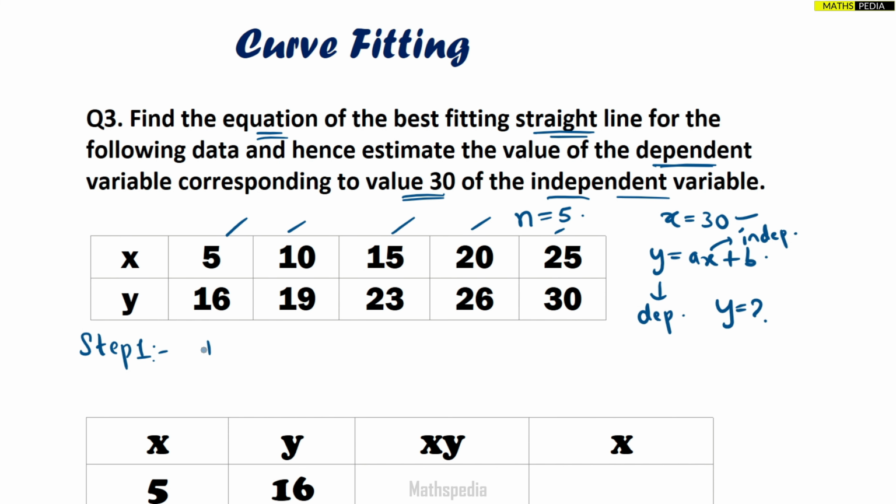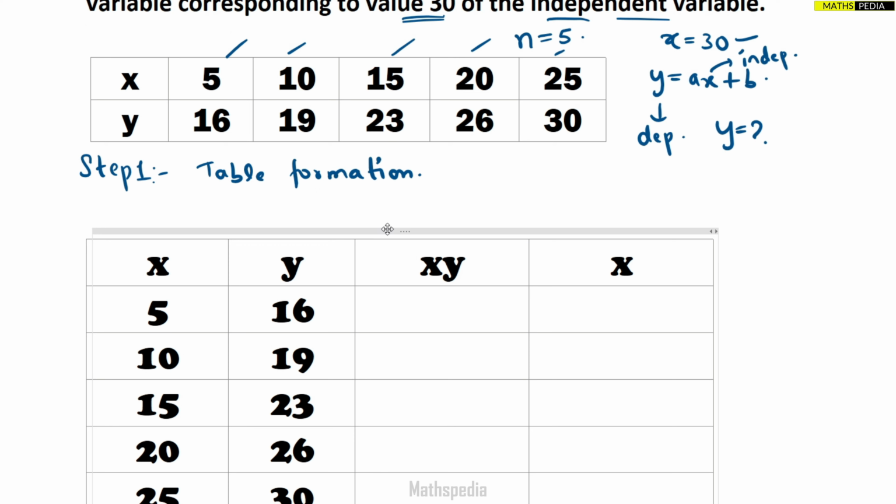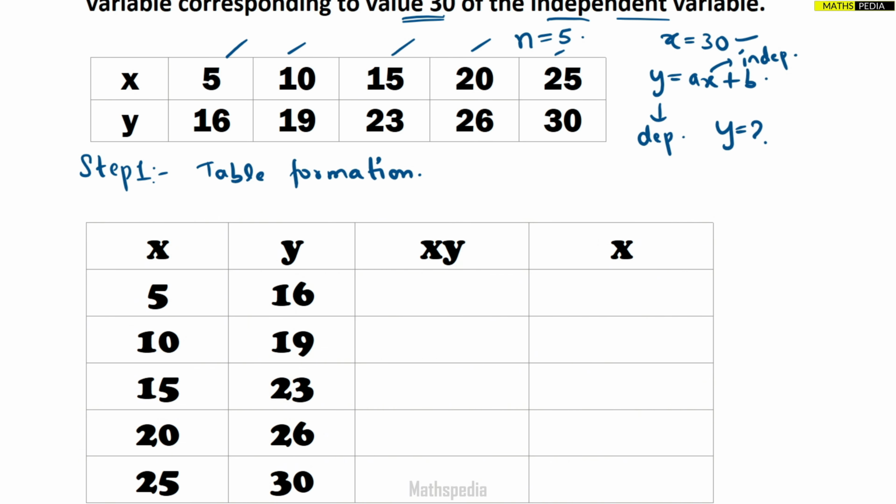Step 1 is to form the table. Table formation is quite important, in which you will get all the values to be substituted in the normal equation. What is the first column? Copy and paste the x value, then the y value in the second column. The third column is the product of the first and second columns. The fourth column will be x square. That means you have to square the first column. That's all you have to do.